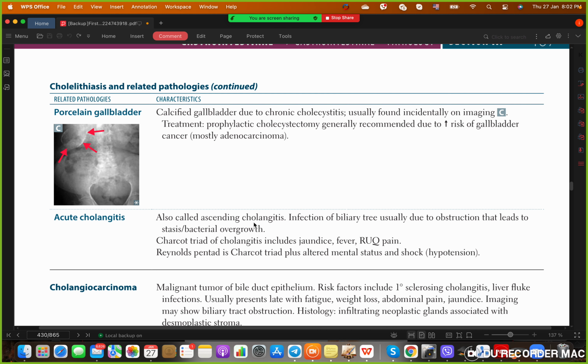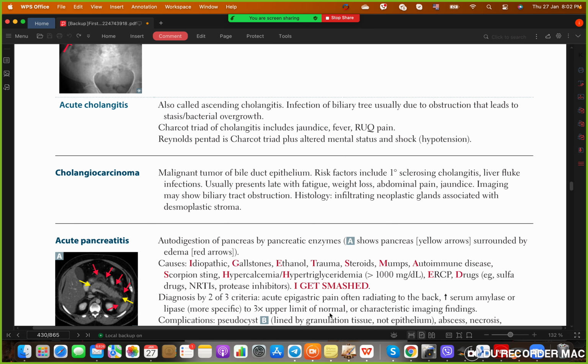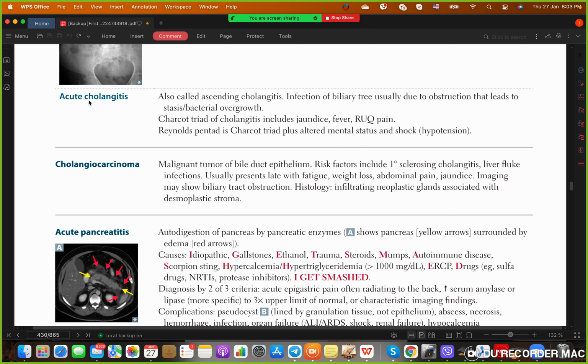So ascending cholangitis is an inflammation of the bile ductules. It's an ascending type of inflammation. So it can lead to horrible infection of the biliary tree that is going up, and that can lead to bacterial overgrowth and stasis. Which type of stone might it lead to? What do you think? Which type of stone can a biliary infection lead to? Brown stone, absolutely correct. So acute cholangitis can lead to the Charcot triad, which includes the following. So this is the triad. The patient will have jaundice, fever, and right upper quadrant pain.